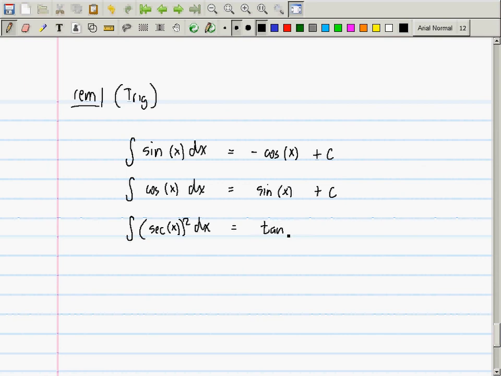Tangent of x. Okay, what's another trig function you know the derivative of? Which one? Cosecant. Okay, so we'll write cosecant here, plus c, and then for a reason which will become clear, I'll write a negative here. What is the derivative of cosecant? Negative cosecant cotangent. So the antiderivative of cosecant cotangent of x dx is negative cosecant.